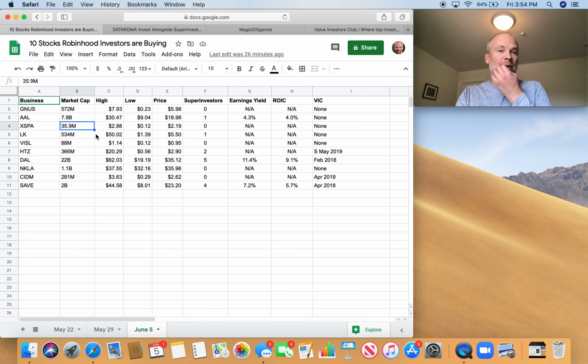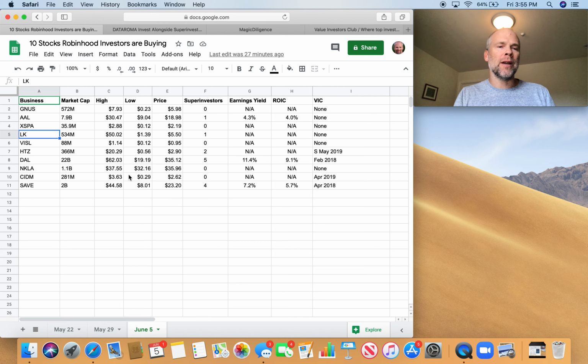But it's a very small company, under 50 million market cap. If you're familiar with the magic formula, the magic formula doesn't even look at companies that are less than 50 million market cap. So very small company. You can see huge fluctuation in the stock price. No super investors, they're not making any money. No Value Investors Club write-up, I'm out.